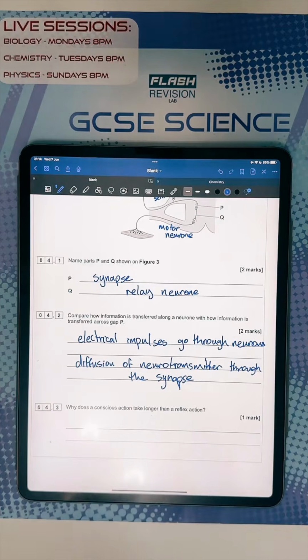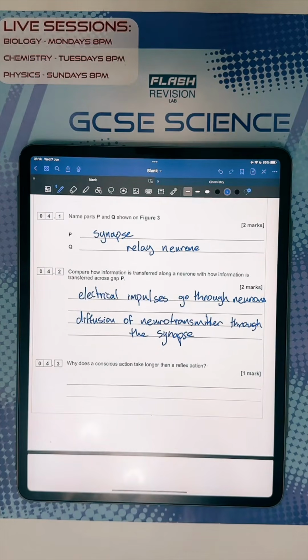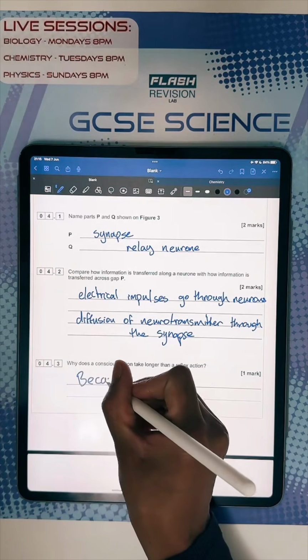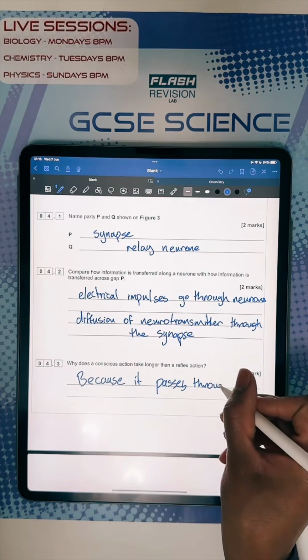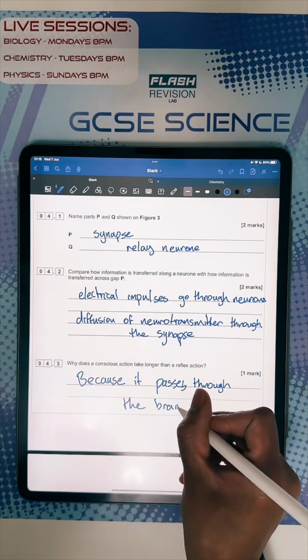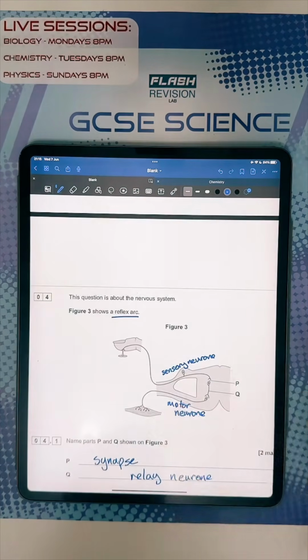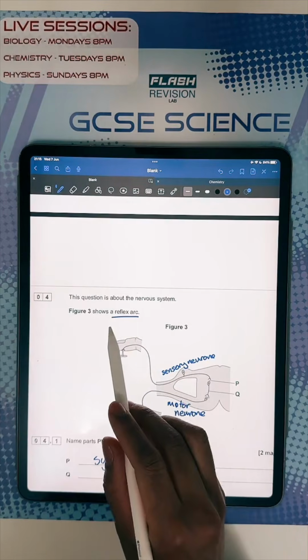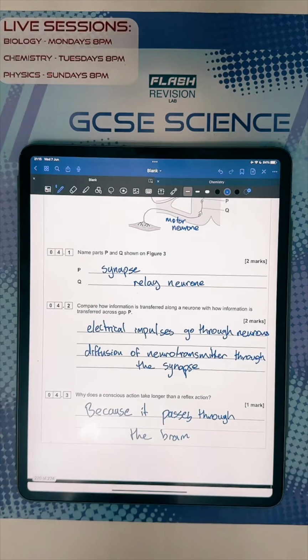Why does a conscious action take longer than reflex action? What's the reason for that? This is combined, guys. Everyone needs to know this. Because it passes through the brain. Yes. Reflex doesn't. So the way we know it, I think someone asked, how do we know it's a reflex? It tells you here. It says shows a reflex arc, and there's a relay neuron involved, so it must be a reflex. If it was a normal response, it would go to the brain.